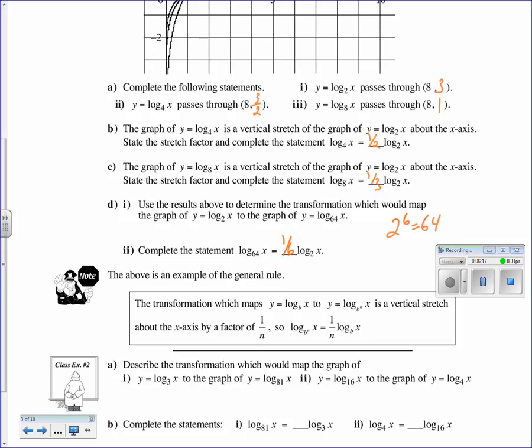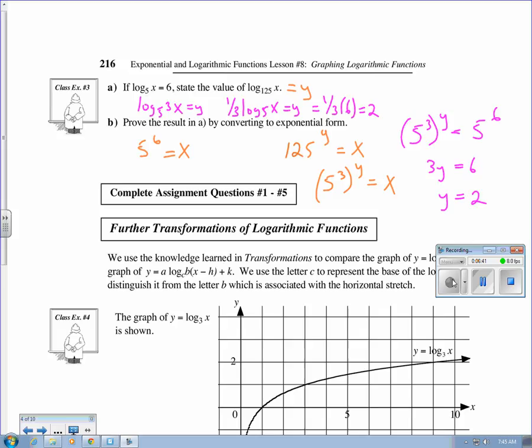And the policeman gives us that information. The transformation which maps y equals log base b of x to y equals log base b to the exponent n is a vertical stretch about the x-axis by a factor of 1 over n because of the relationship between the logs. So I solved a similar statement, but trying out my rule of being able to move that exponent around.